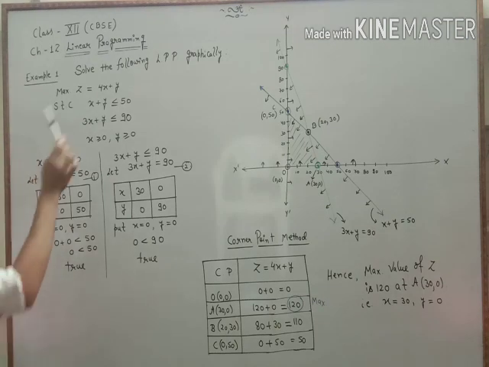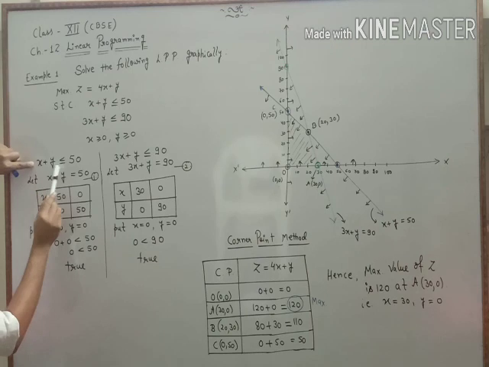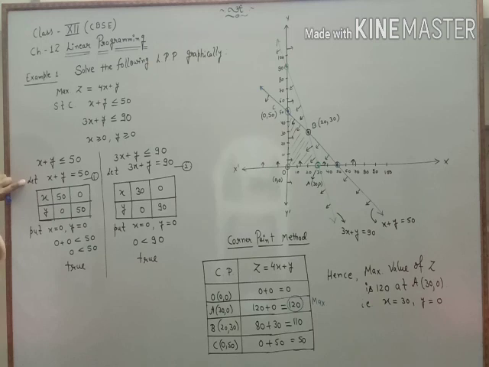Now, firstly, take the first subject to constraint. First constraint: x plus y less than or equal to 50. Suppose this is an equation, for finding the points only. Suppose this is equation 1. If we put y equal to 0, we will get x equal to 50. If we put x equal to 0, we will get y equal to 50. These are the 2 points.